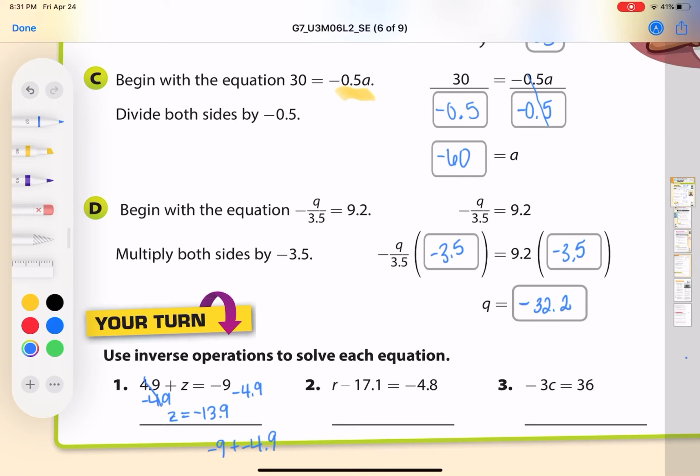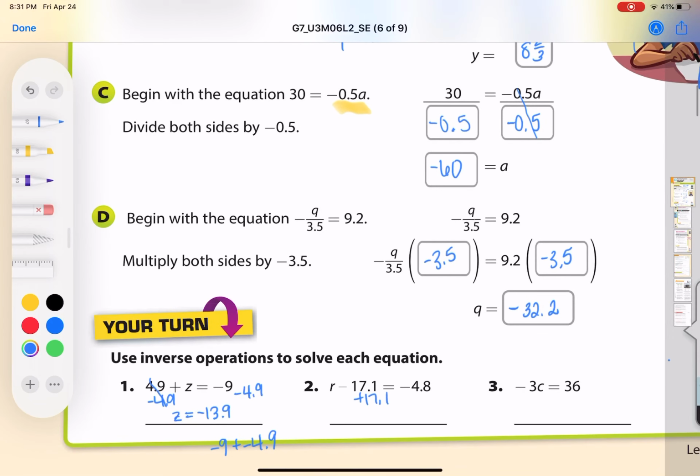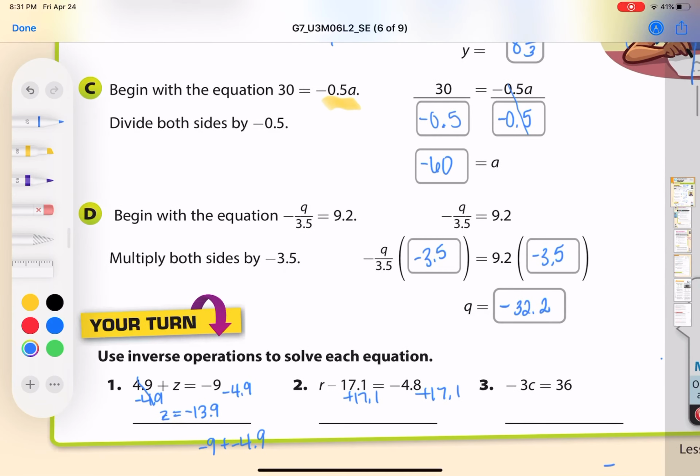Number 2, r minus 17.1 equals negative 4.8. So 17.1 is being subtracted, so we're going to add 17.1 to both sides. I'm left with r equals negative 4.8 plus 17.1. Those are unlike signs, so you're going to subtract. 17.1 minus 4.8 is 12.3. And 17.1 has a greater absolute value, so 12.3 is positive.